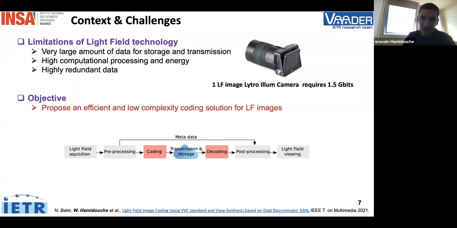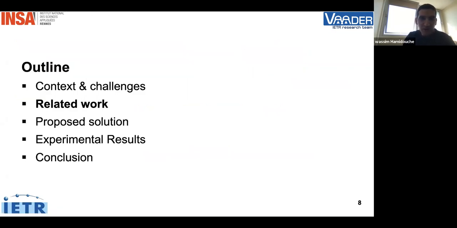So in this first section, I gave some introduction about what light field imaging is, what the advantages and the limitations of this technology are, and then how we can tackle this limitation of a very large amount of data with an efficient coding solution in the transmission chain I illustrated just here. So now I will go to some related works.